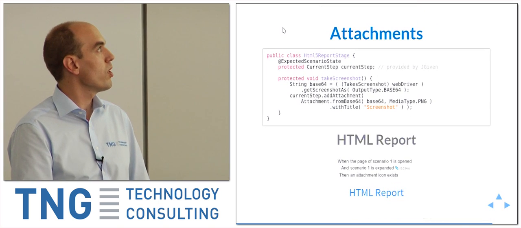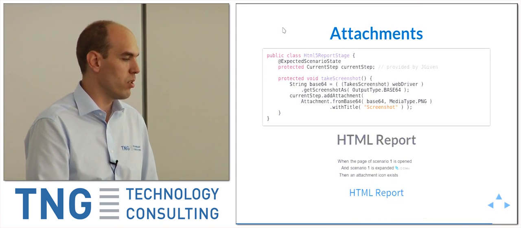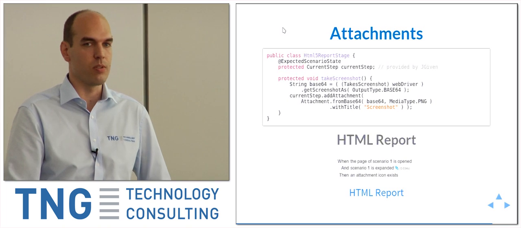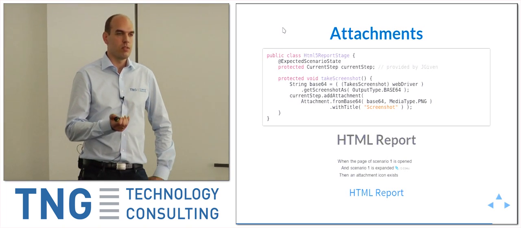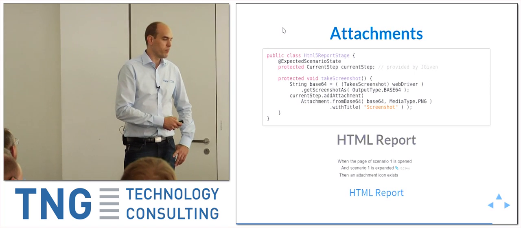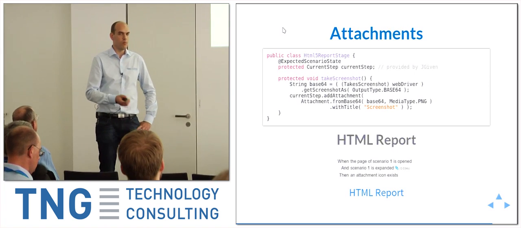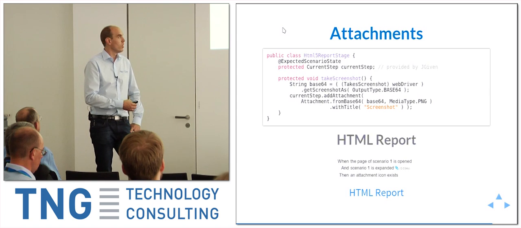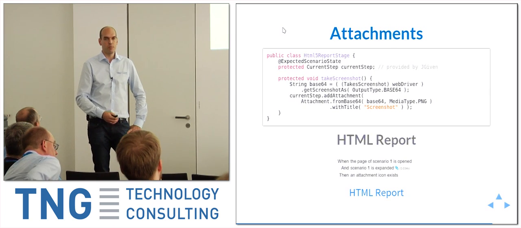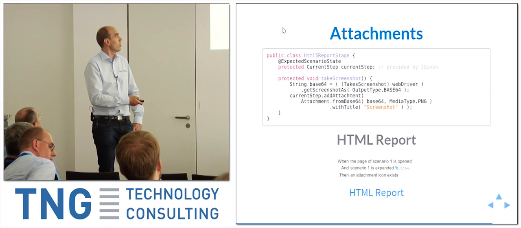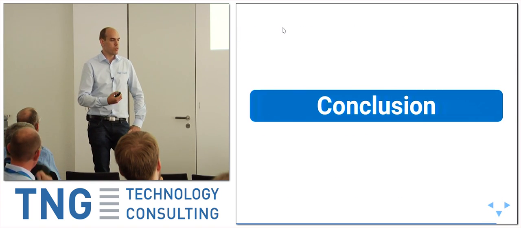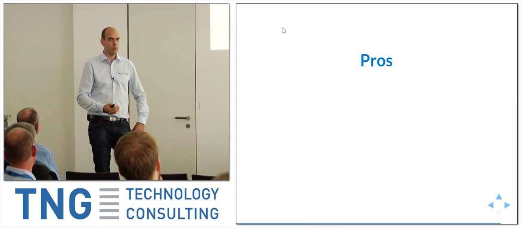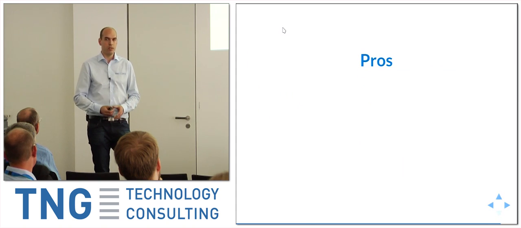Conclusion. So why do I think JGiven is useful, or why should you use it or try it out at least? So first, it's developer friendly. That was my most important goal when writing the framework. I wanted to use it, and I don't want to have some obstacles which I have to use, but which do not help me really as a developer. It provides you with a high reuse of test code due to these stage classes and the modularity of the scenarios.